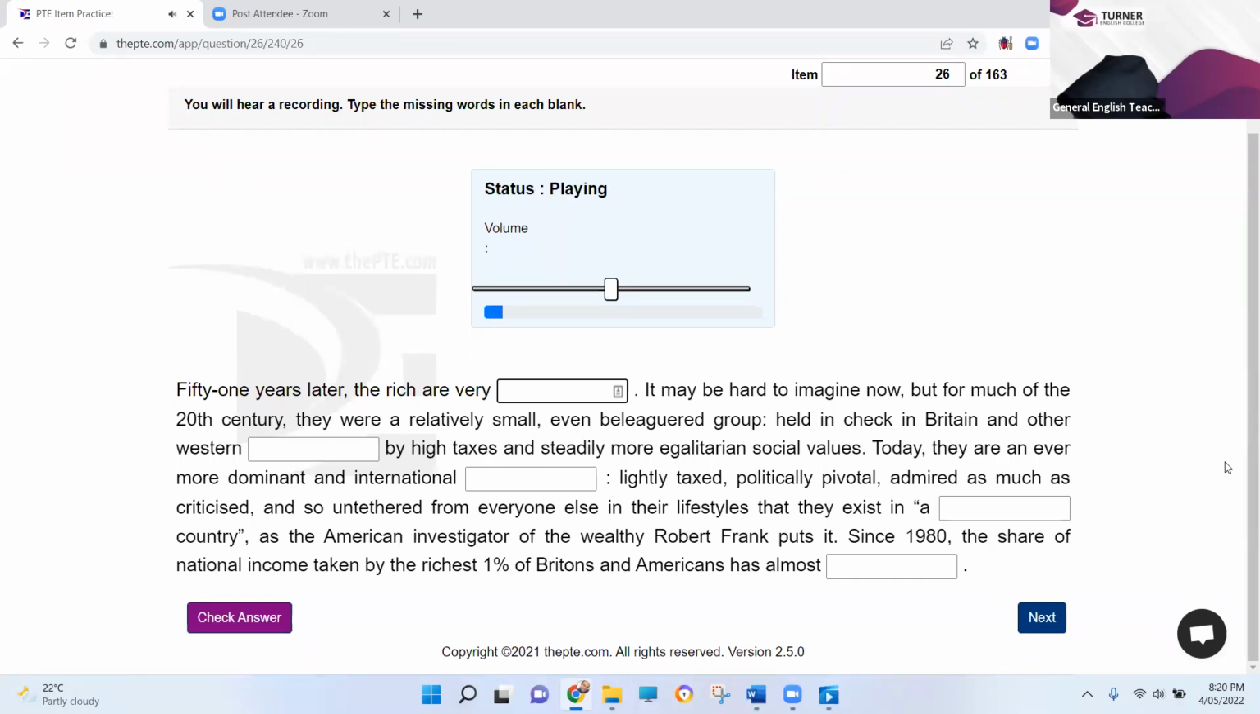51 years later, the rich are very different. It may be hard to imagine now, but for much of the 20th century, they were a relatively small, even beleaguered group, held in check in Britain and other Western countries by high taxes and steadily more egalitarian social values. Today, they are an ever more dominant and international elite, lightly taxed, politically pivotal, admired as much as criticised, and so untethered from everyone else in their lifestyles that they exist in a parallel country, as the American investigator of the wealthy Robert Frank puts it. Since 1980, the share of national income taken by the richest 1% of Britons and Americans has almost trebled.